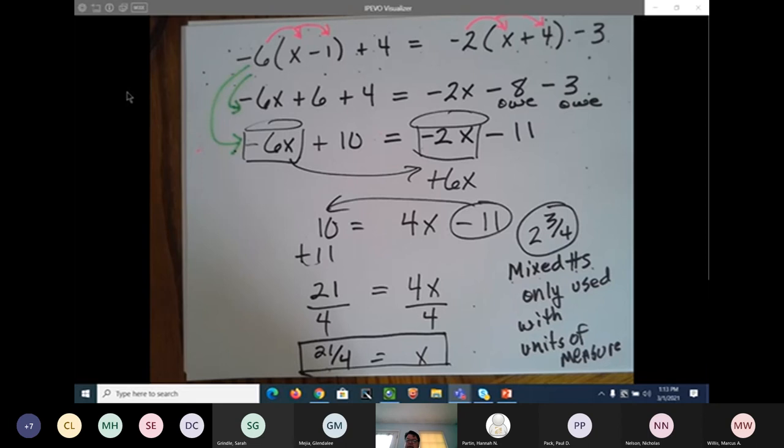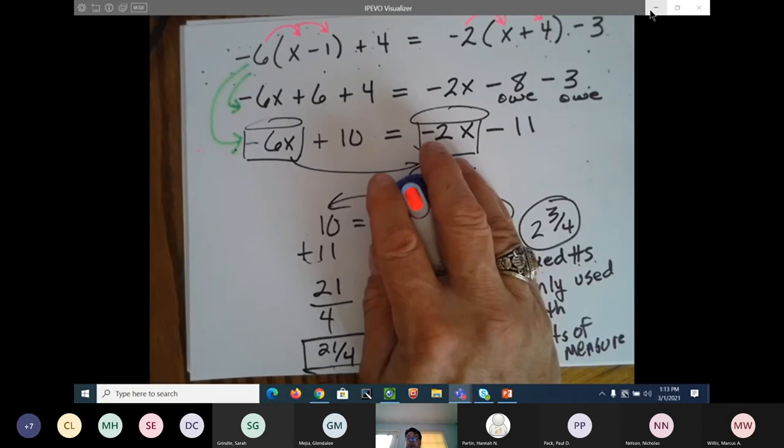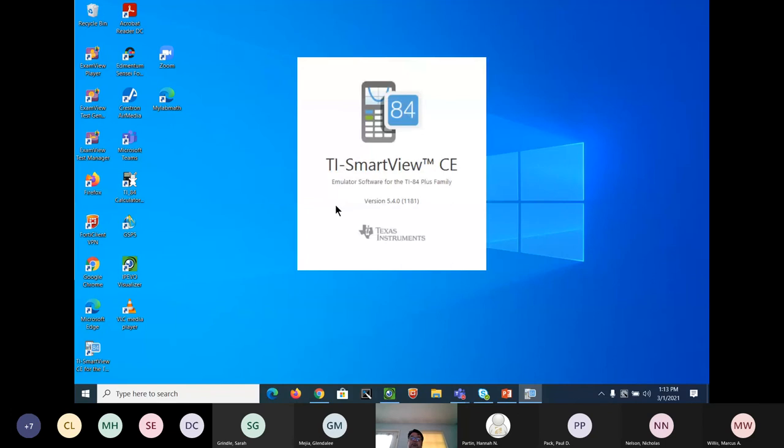Now, let me look right quick. They just put my new application on my computer a few minutes before class. That's why I had to reboot the computer. From now on, when we use the calculator, it will be my Smart View, and eventually it will look like, okay, shouldn't take that long. Oh well, so much for that. It's supposed to come up and be a calculator, and I guess it's still not working right.